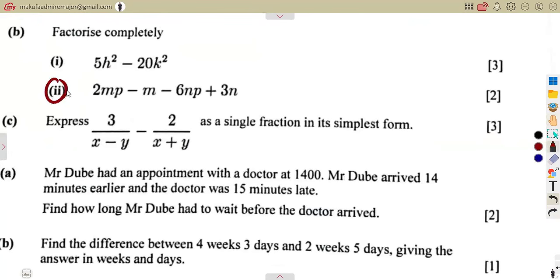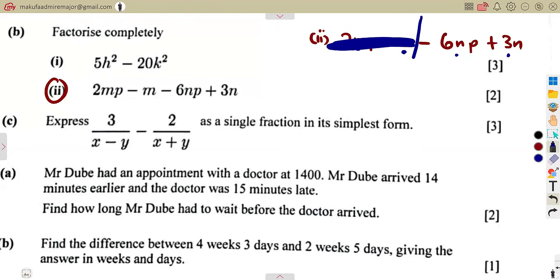Then on item 2, you're given again to factorize, and this is 2mp minus m minus 6np plus 3n. Okay. Remember, when given 4 terms, you think of the grouping, 1, 2, 3, 4 terms. So the question is, if I group these terms into 2 like this, am I having a common term? Am I also having a common term here? So you can see that for the first 2 terms, m is common. So you can factor out also on this part, n is common.